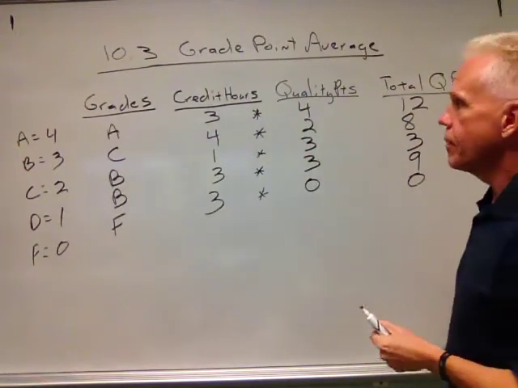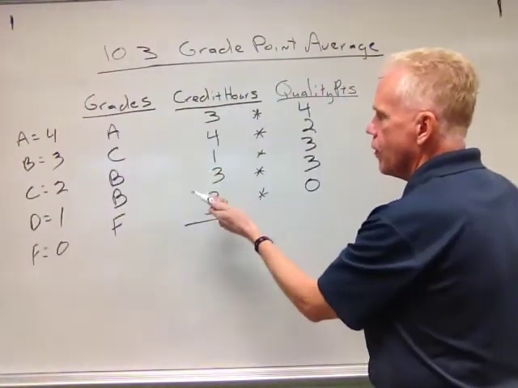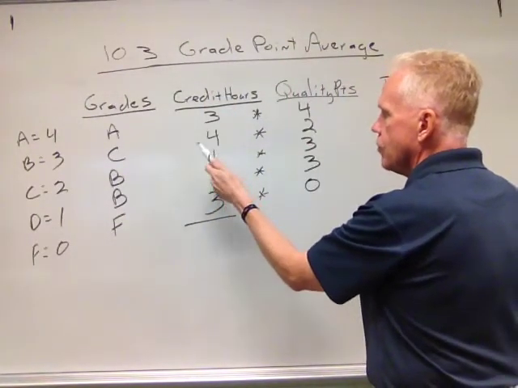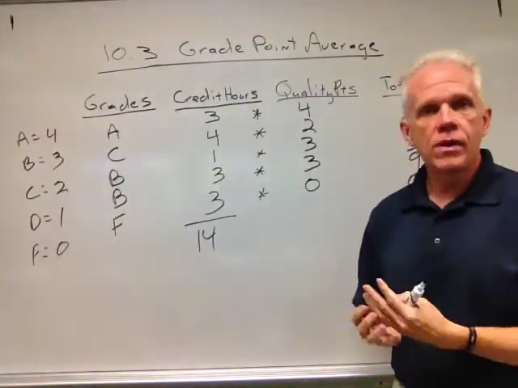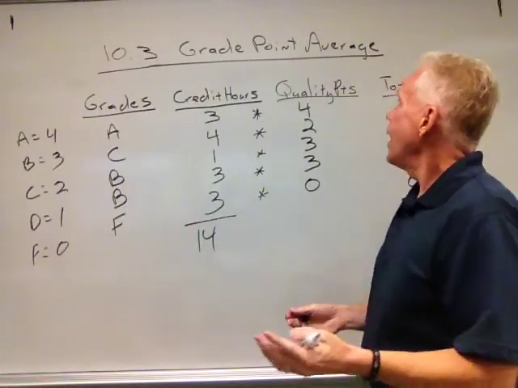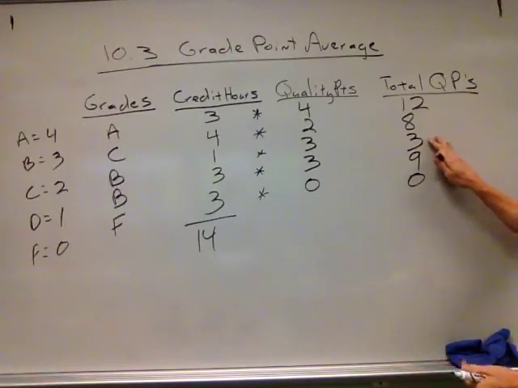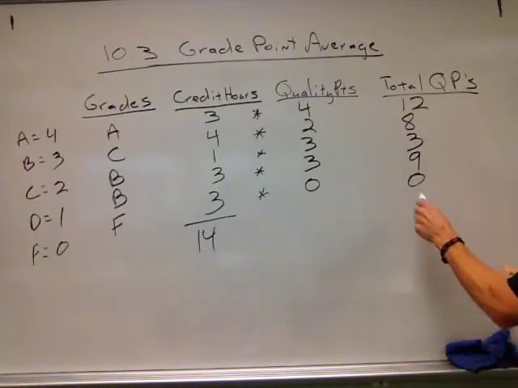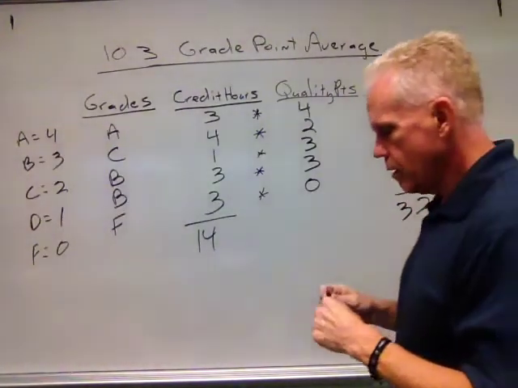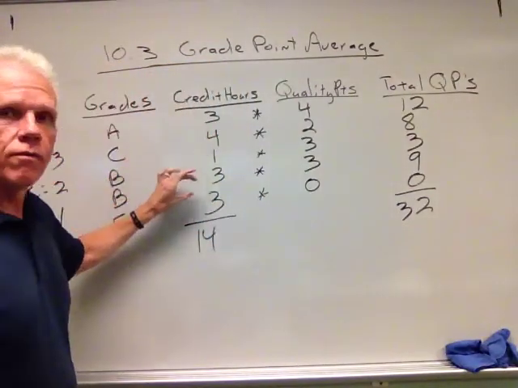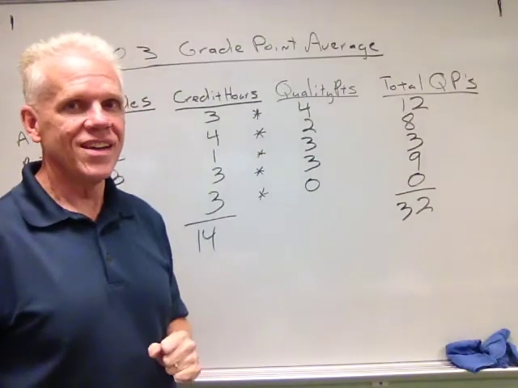Our next step is going to be to take the total of our credit hours. Our credit hours will add up to 3, 6, 7, 10, 14. So we have been enrolled in 14 credit hours. Our total quality points add up to 20, and 3 is 23, and then 23 and 9 is 32. Okay, 32. So we attempted 14 credit hours. We got 32 total quality points. So far, so good? All right.